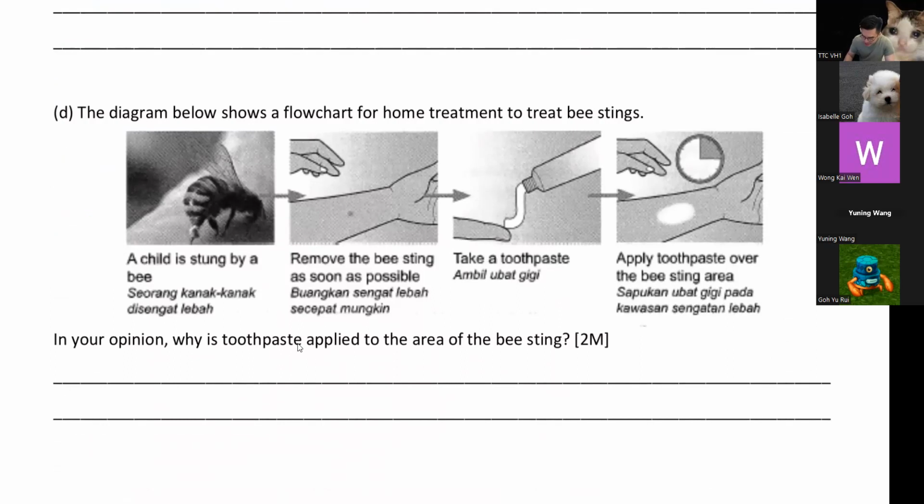Right, so now you are stung by a bee. Okay, a bee sting. Okay, guys, bee sting is acidic or alkaline? I mentioned this last week.